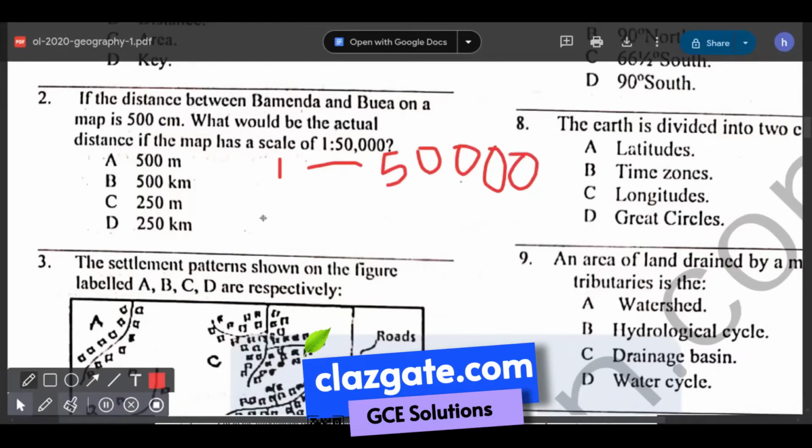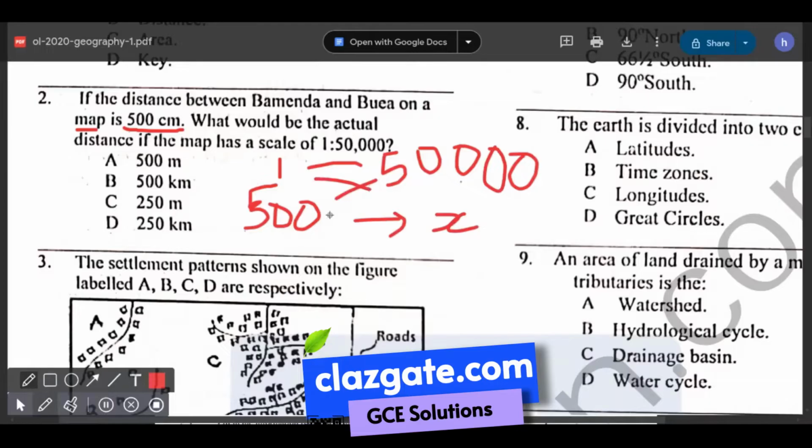So what's the question? They're asking us that 500 centimeter on the map. Okay, so 500 centimeter on the map will be what in real world? That's what we have to calculate. And take note, this is 5. What will it be in real world? We'll map to x, we don't know. So cross multiply.